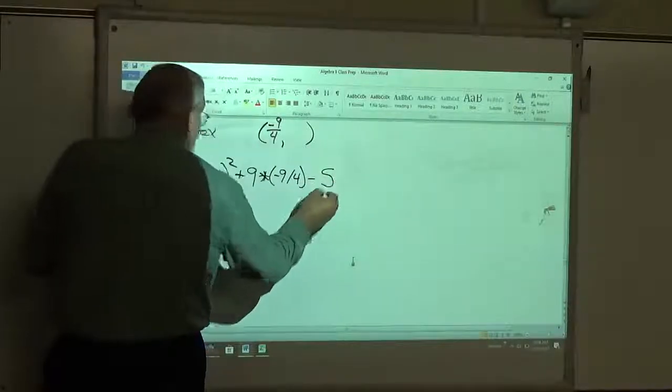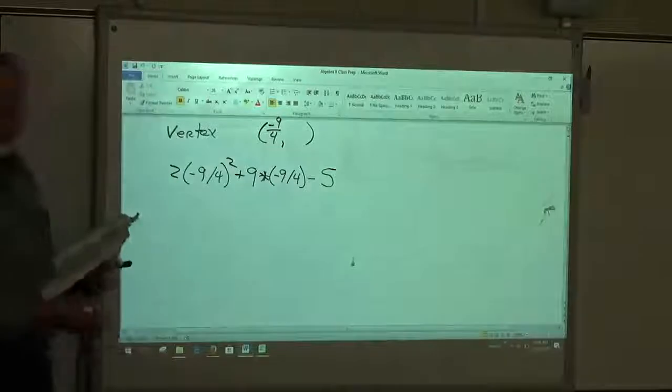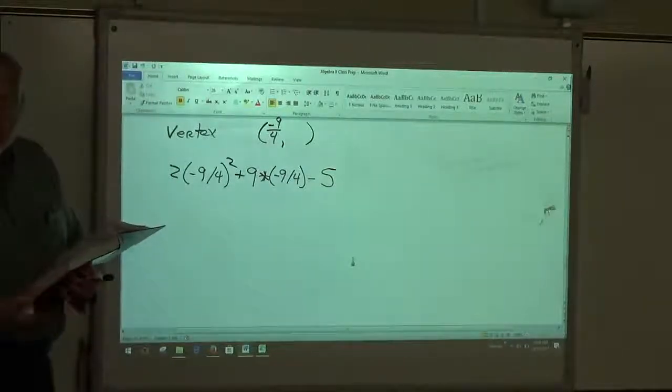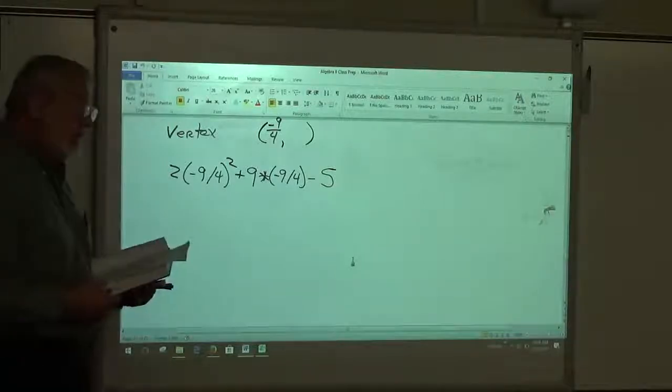minus 5. Wait, and this is all to find the y value? That's to find the y value. Oh my. It's just calculator work. Put it in the calculator. Gotta write it down. You put the whole thing in the calculator.